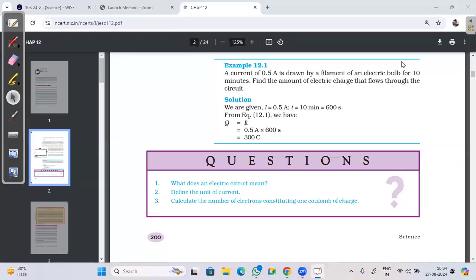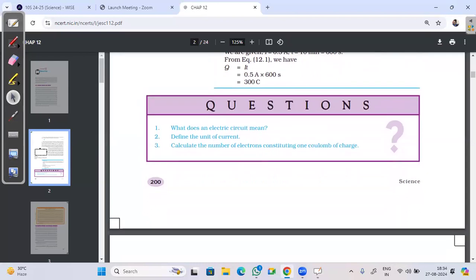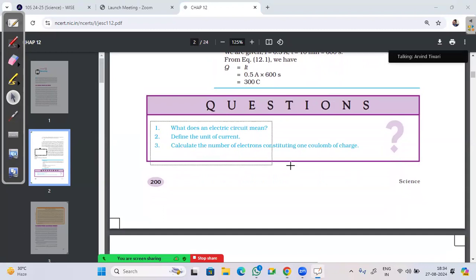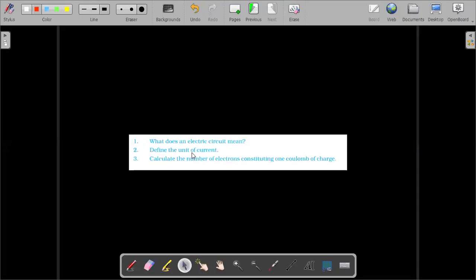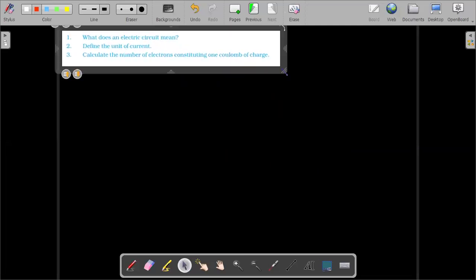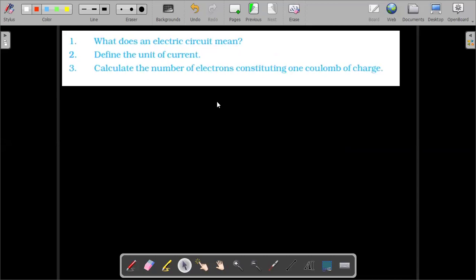Now see, define the unit of current. Let us try these questions. First question is, what does an electric circuit mean? So can anyone tell what does an electric circuit mean? Sir, it is a closed path through which the current flows. Yes, the closed path through which the current flows is called an electric circuit. Okay. Define the unit of current. So what is the unit of current?